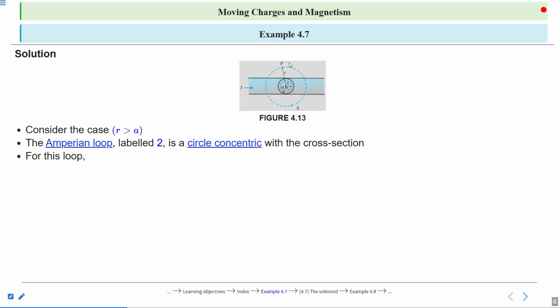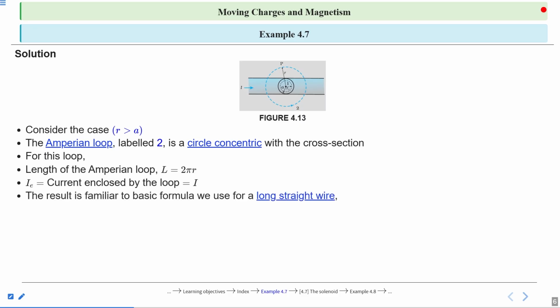So for this loop, the length of the Amperian loop is L equal to 2 pi r, since the Amperian loop taken here is a circle. So the length will be the perimeter of the circle, 2 pi r, where r is the distance of the point, greater than the radius, from the center of the wire. I_e is the current enclosed by the loop.